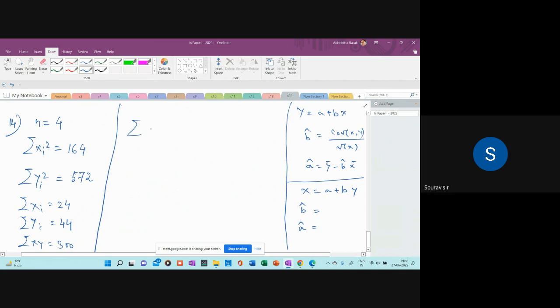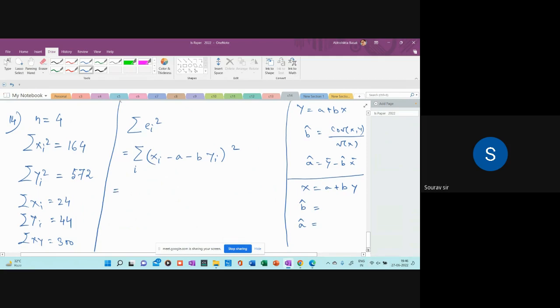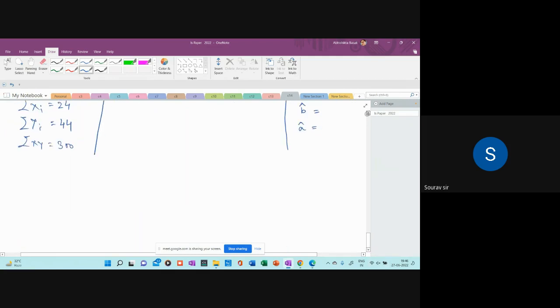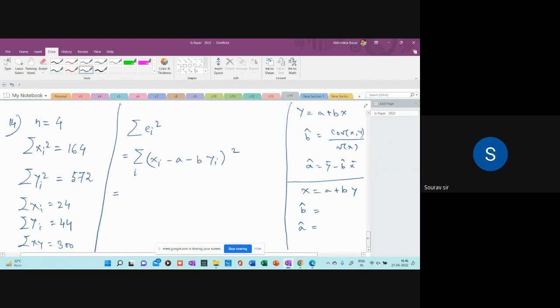So summation over ei square, that is the error we are going to have, because we always have an error with this. In this case the error is going to be summation over i of (xi minus a minus b into yi) whole square. I'm just doing it roughly to show you for confirmation. How to remember this, I will tell you later. It will just take 5 minutes. So I am doing this. Let this be called SE square. I'm just renaming it.